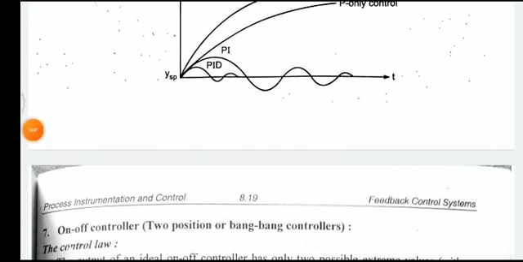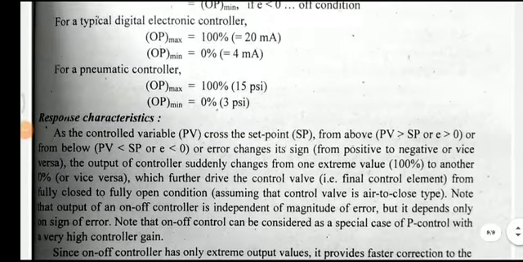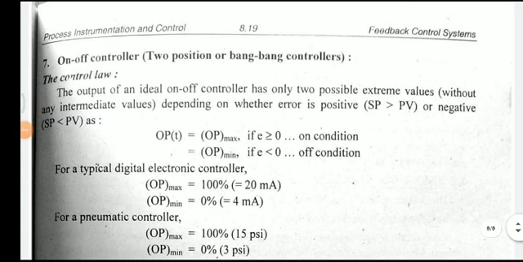Now on-off controller. Simple on-off: if the switch is on, the controller is on, and if off, it is simply off. So on-off controller means two-position controller, also called a bang-bang controller.